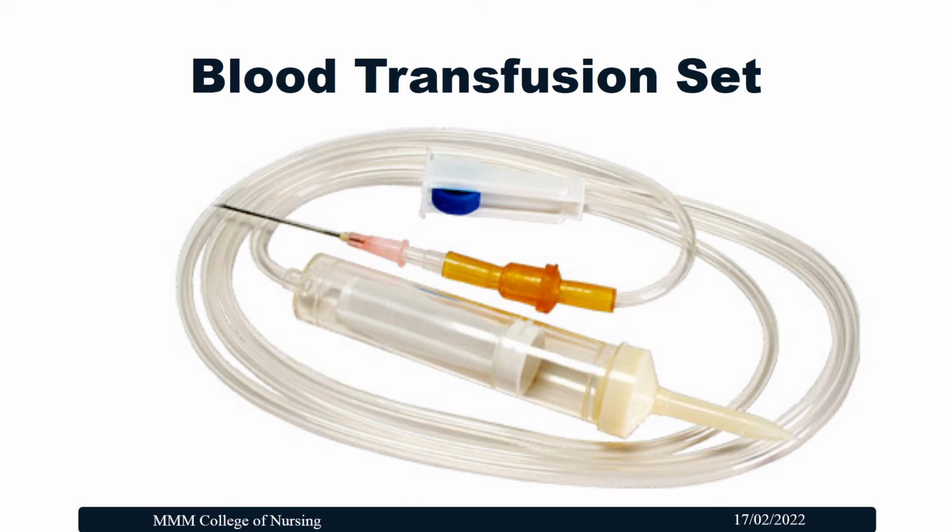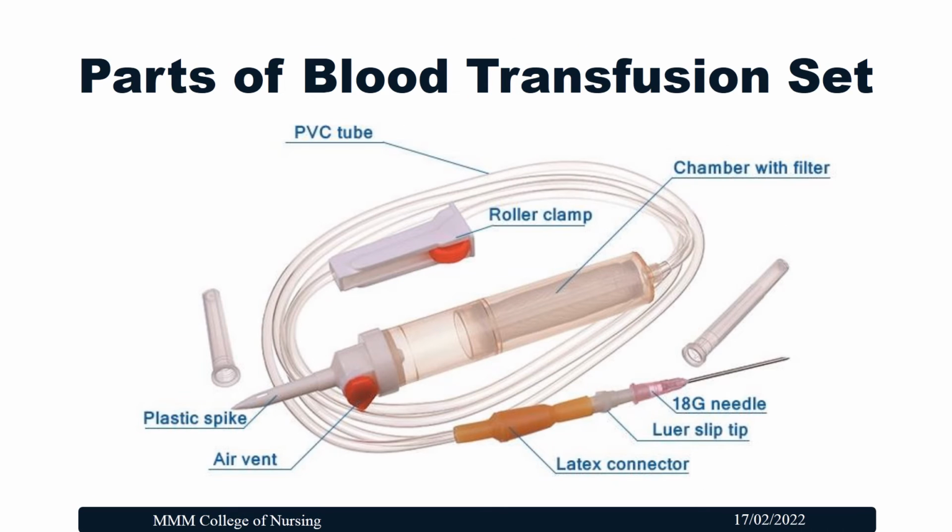Next one is the blood set. The blood set is similar to the IV set, but there is a specific difference: there is a filter fixed along with the fluid chamber that helps to filter the blood before it enters the patient's body. Here we can see the different parts of the blood transfusion set. It is similar to what we have seen in the IV set. The only additional thing you can see is that the chamber has the filter.